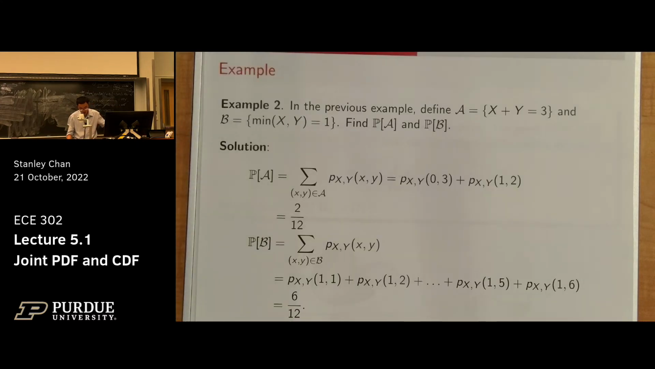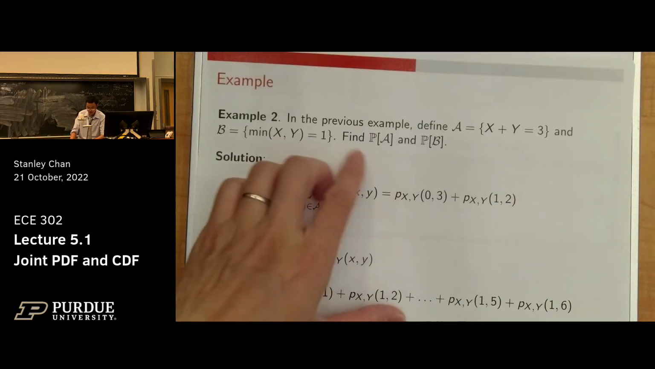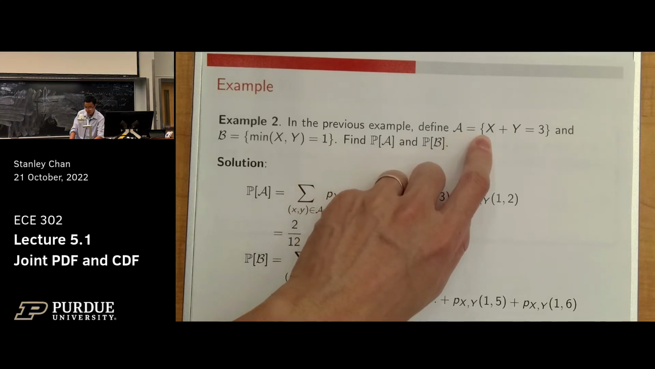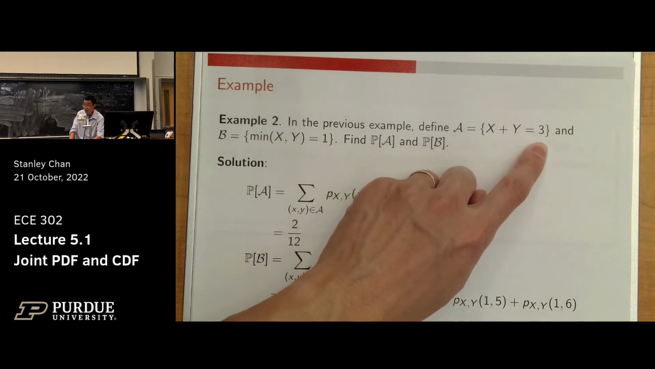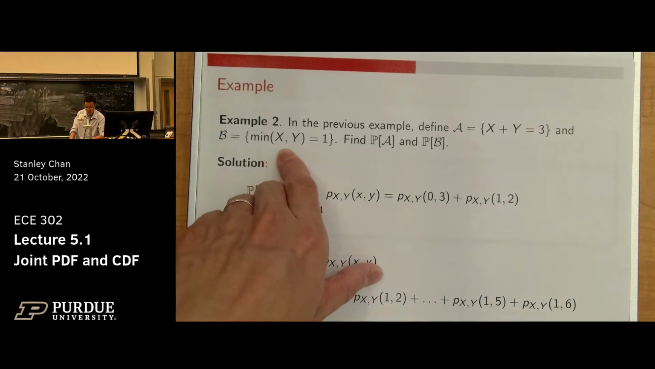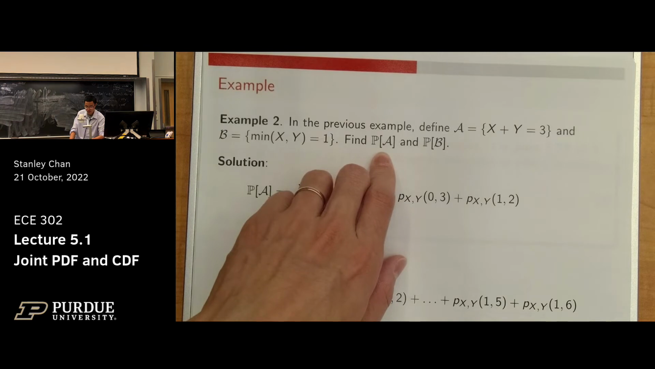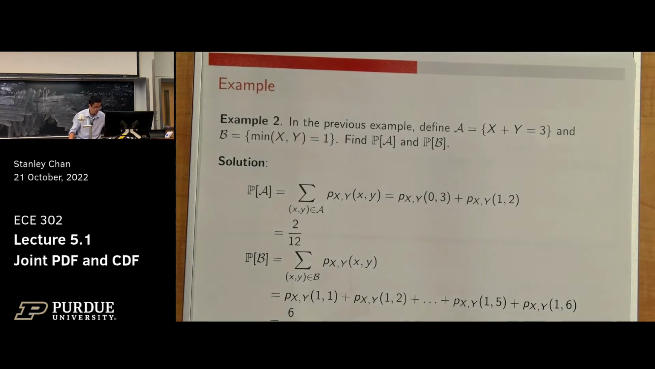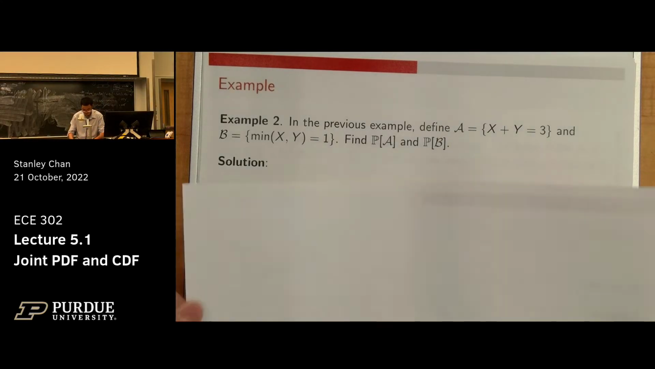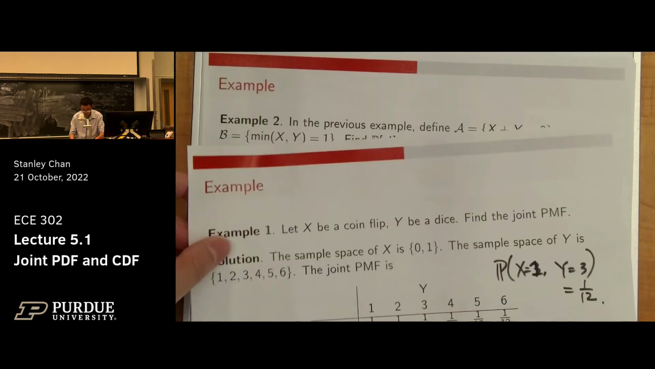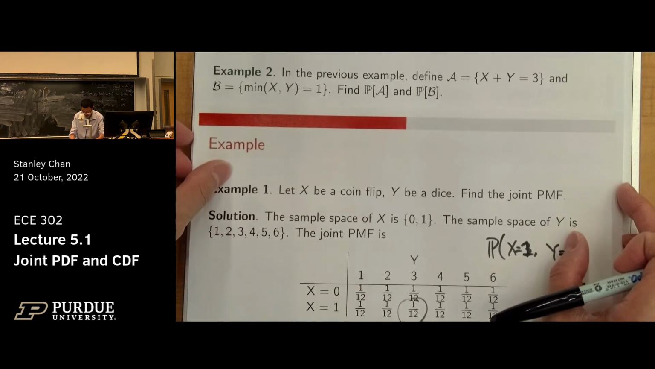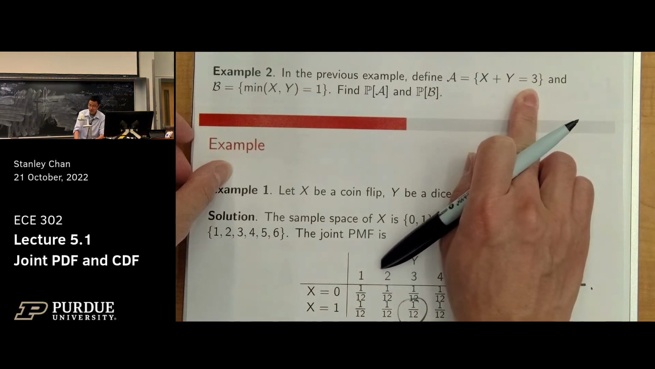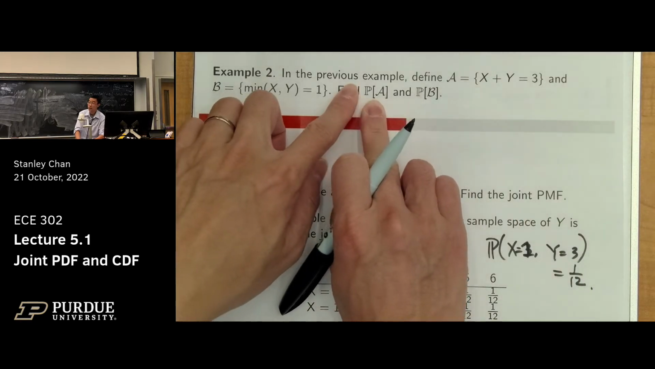Now, let's work on a harder case. So in the previous example, define the event A as the sum of these two random variables equals 3. And then the event B as the minimum of X and Y is 1. Find the probability of A and the probability of B. Let me cover this up. No, let's go back to here. So the event A is X plus Y equals 3. And I want to find the probability of getting this event.